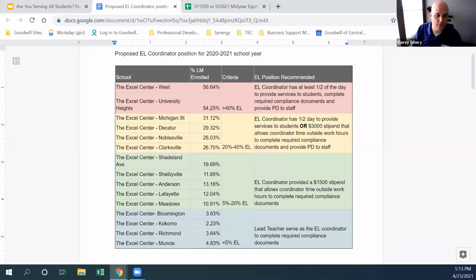And if you're in this 20 to 40% range, you get a choice. You either give somebody half a day or you pay someone $3,000 to make sure these students are supported and staff have the tools they need. And then when you get down to 5 to 20%, it's a $1,500 stipend on top of someone's full day. And then folks with less than 5% are actually pretty green across the board as well. These very small populations hardly show any gaps. It's these schools in the middle, in the yellow and green. We just asked the lead teacher to take on those responsibilities.